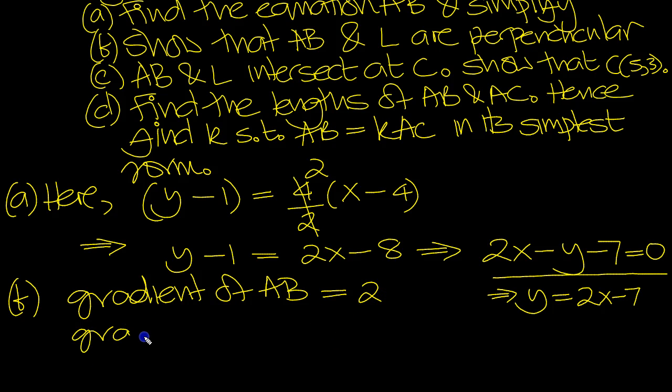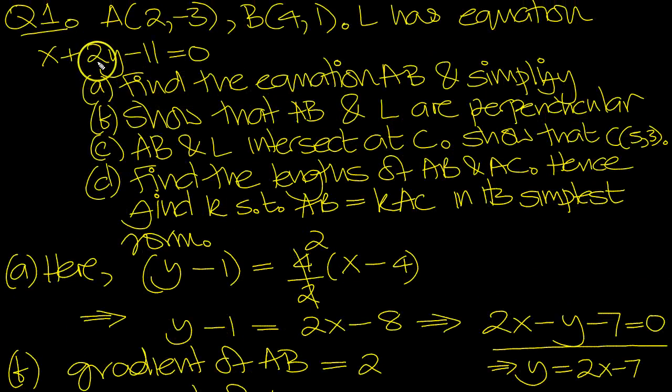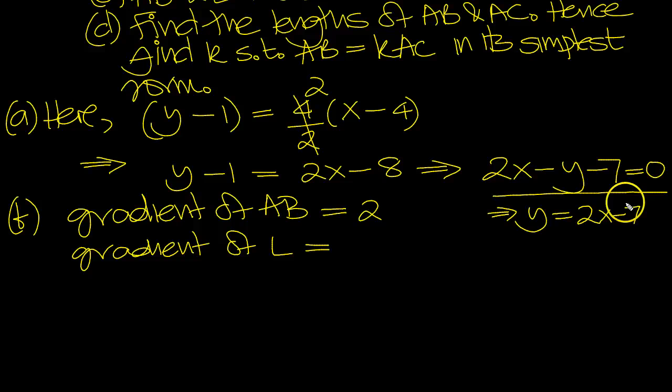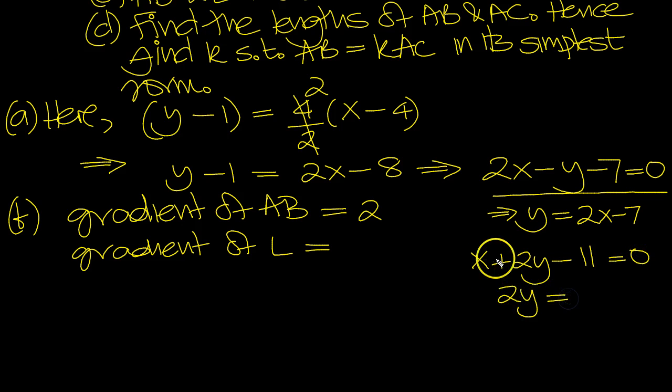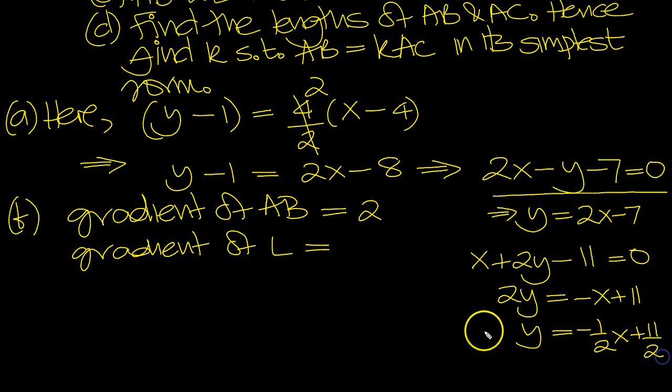The gradient of L. Now L has this equation here: x plus 2y minus 11 equals 0. Let's do the workings over here. So that tells us that 2y is equal to minus x. Move that over, and move the 11 over to become plus 11. Divide by 2 all the way through. So y, half of this is minus a half, and then plus 11 over 2. So the gradient of L from here is minus a half.